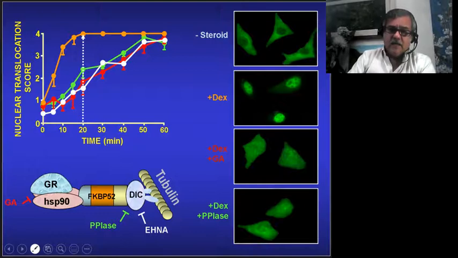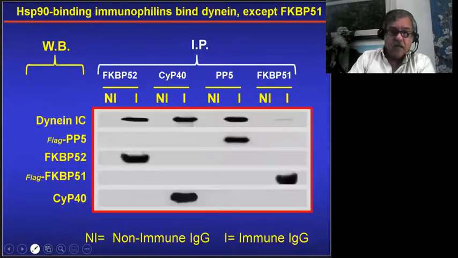This is telling us that there is an active dynein-dependent mechanism which is efficient and brings the receptor to the nucleus in 10 minutes. It's rapid, as well as a passive and less efficient mechanism, probably diffusion. The HSP90-FKBP52 complex is the linker between the motor protein and the cargo, in this case GR.